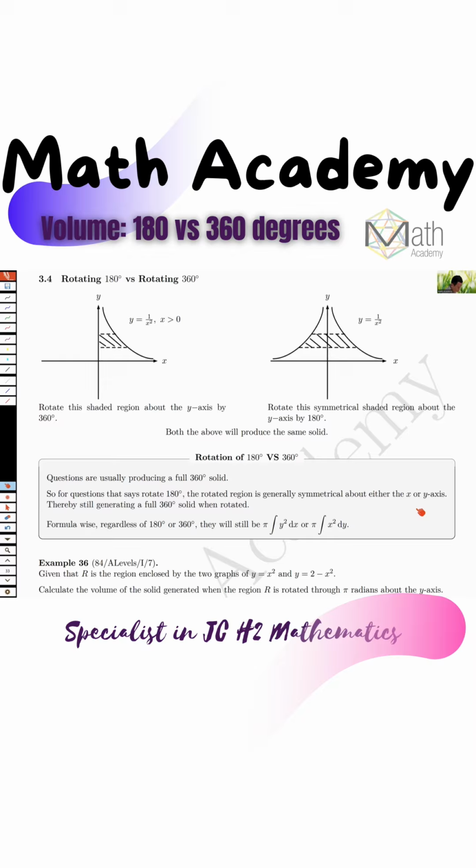So everything today that we have been solving has been about 360 degrees. There will be question types where they actually ask to rotate just 180 degrees, but we want to see what the difference is. Let's say it's this particular graph here, 1 over x squared, but only for x more than 0. When they describe the volume, they have to describe that you will be rotating the shaded region 360 degrees because it's only on one side of the y-axis.